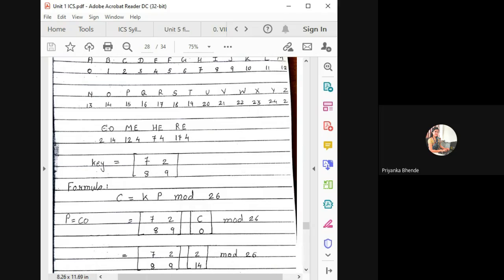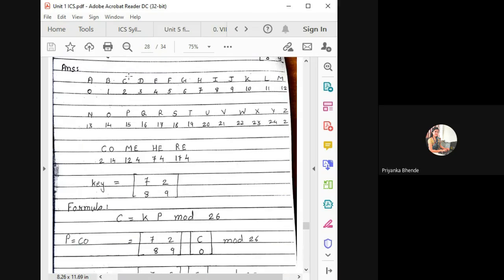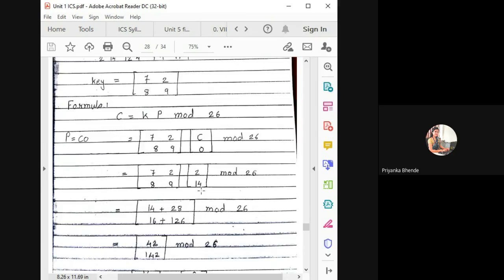So we consider the first pair, that is CO. To encrypt this CO and convert it into the ciphertext, we use this formula. Here the key is 7289 and P is CO, which is put in a 2 by 1 matrix, mod 26. So what is the value of C? C is assigned as 2, so the value of C is 2, and the value of O is 14. So we put the value of O as 14, mod 26.